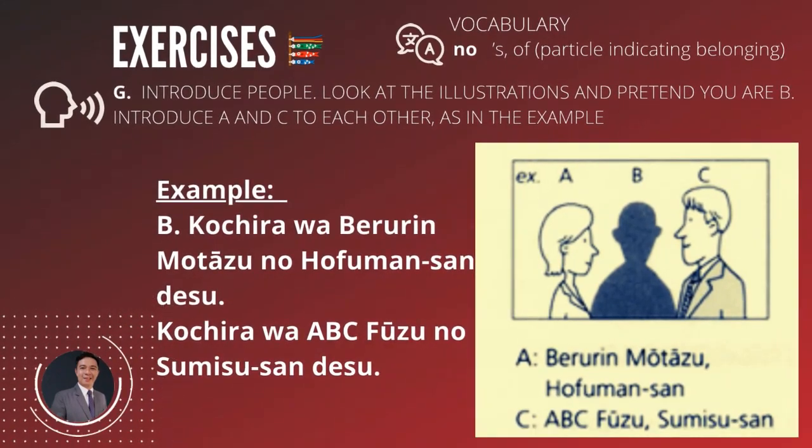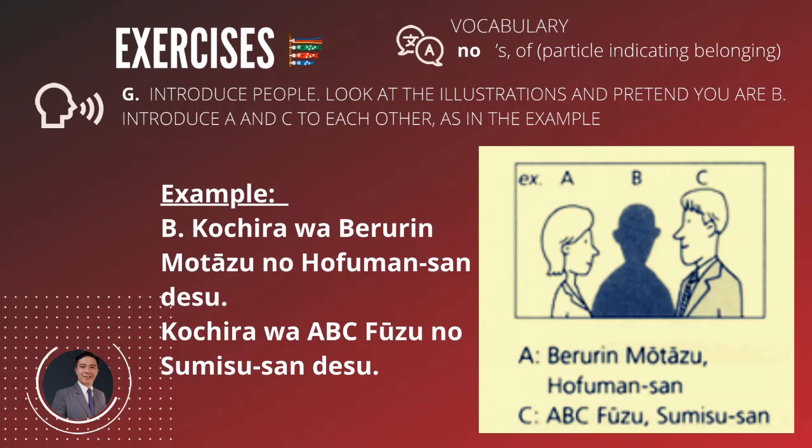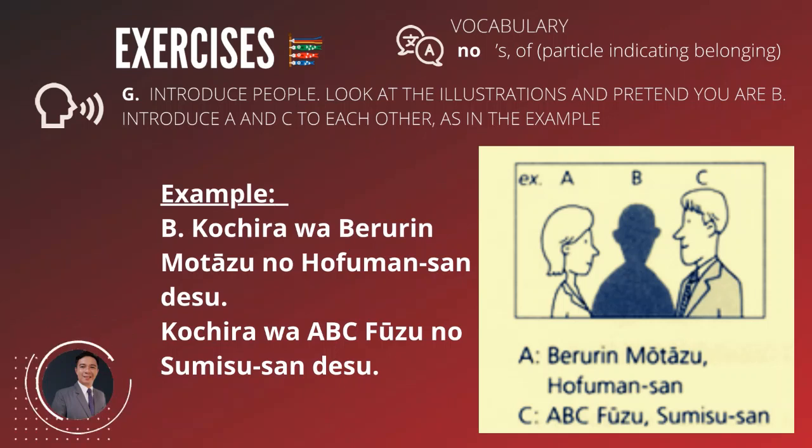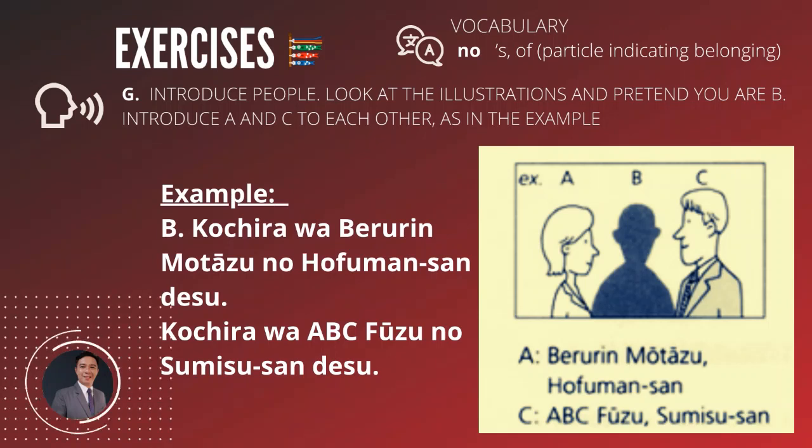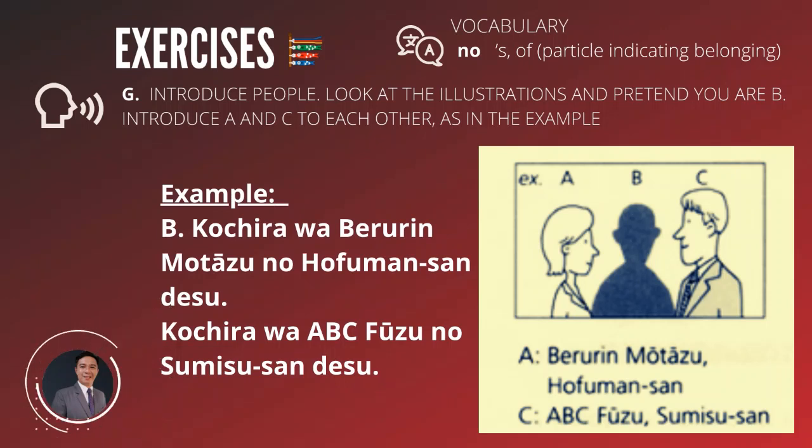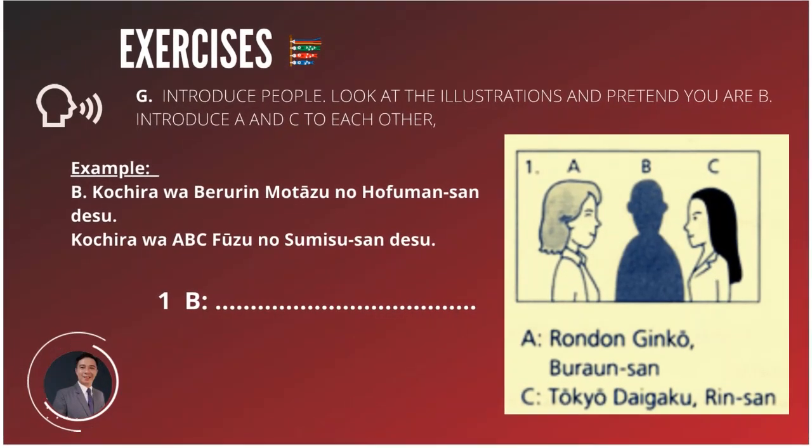Let's have exercise G. At this time, you will notice how the particle no has been used. Again, no indicates possession or belonging. So in this exercise, you are going to introduce people. Look at the illustrations and pretend you are person B. You are going to introduce A and C to each other as in the example. Kuchira wa Birurin Mutazu no Hofumansan desu. Kuchira wa Ibizu Fuzu no Sumisu-san desu. Mo ichido. Kuchira wa Birurin Mutazu no Hofumansan desu. Kuchira wa Ibizu Fuzu no Sumisu-san desu.